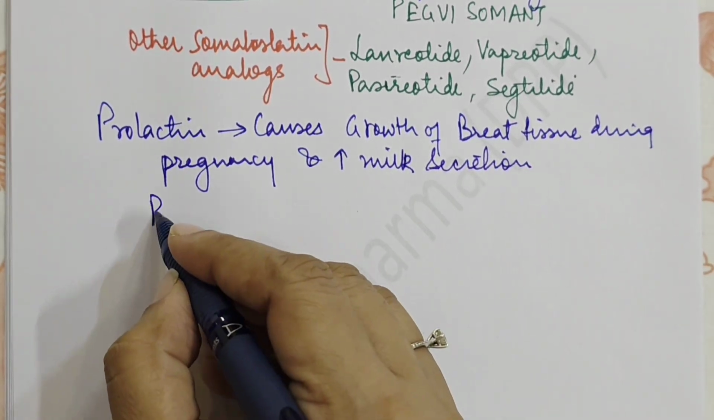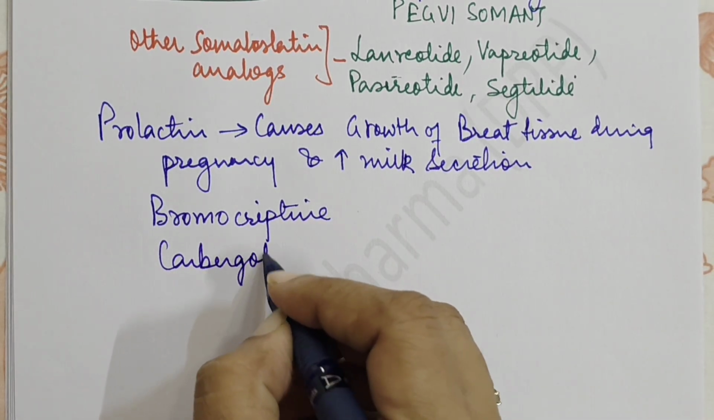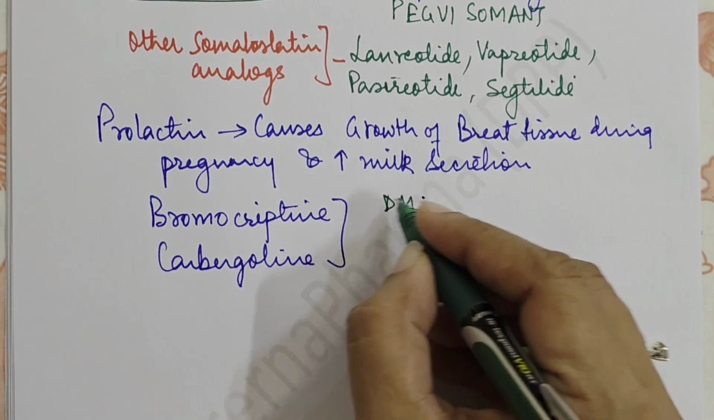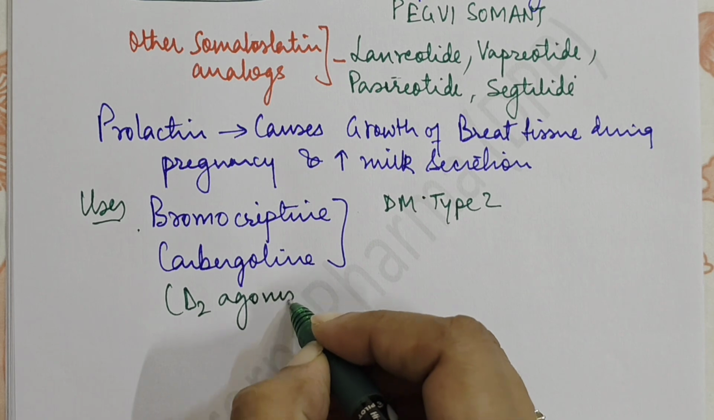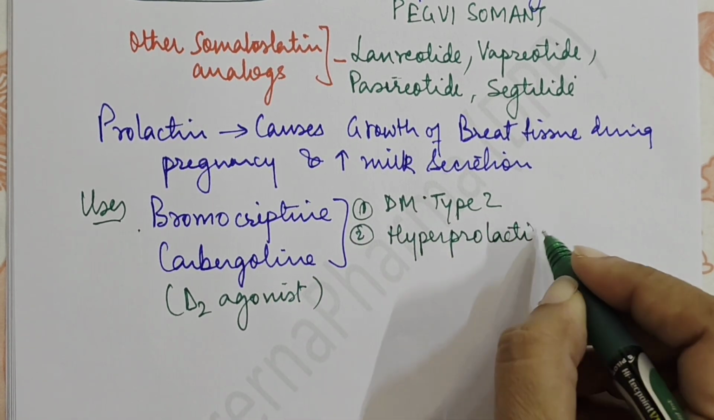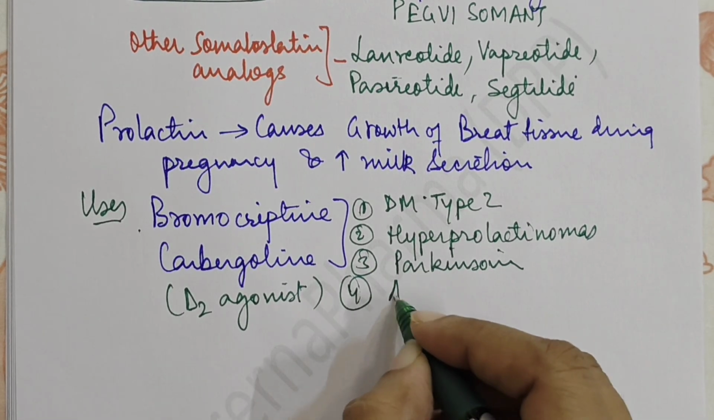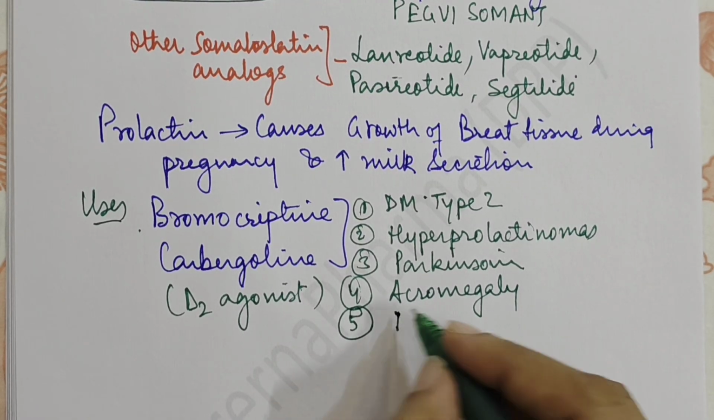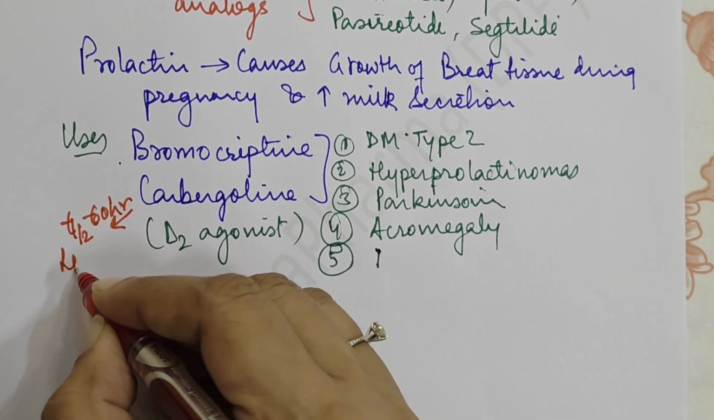Okay. So the drugs that we have, bromocriptine and cabergoline. Now these drugs are used in type 2 diabetes mellitus. I'm telling you about the uses of these drugs. Now these, you all know they are D2 agonists. Then they are used in hyperprolactinomas, right? Used in Parkinsonism, used in acromegaly. Then also whenever there is a milk secretion, they are used for inhibition. Now cabergoline, this is important. Cabergoline's half life is around 60 hours, so it is the longest acting.